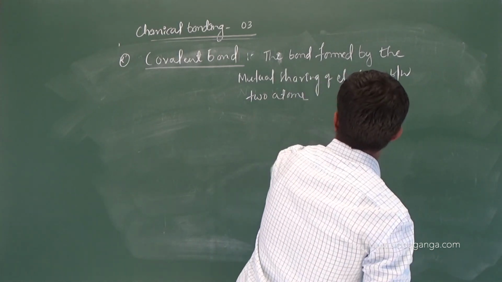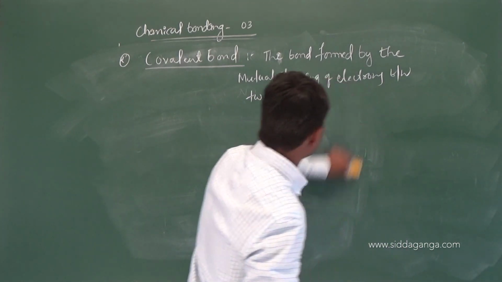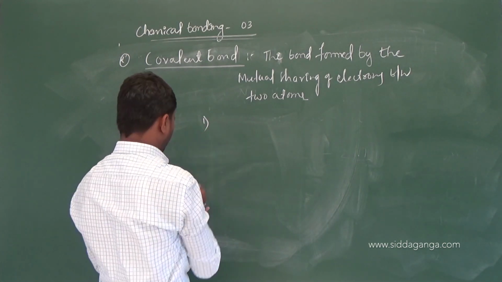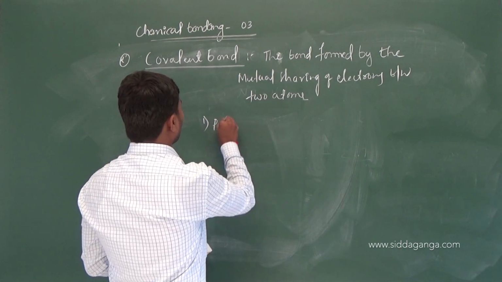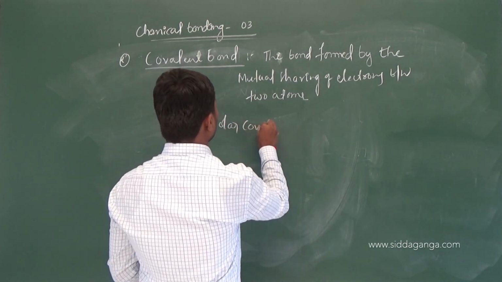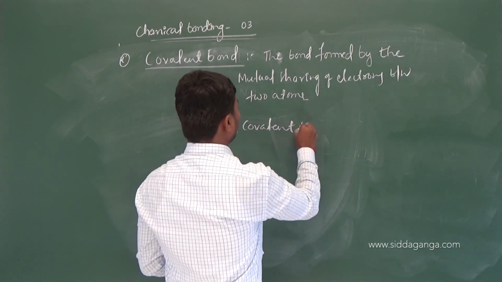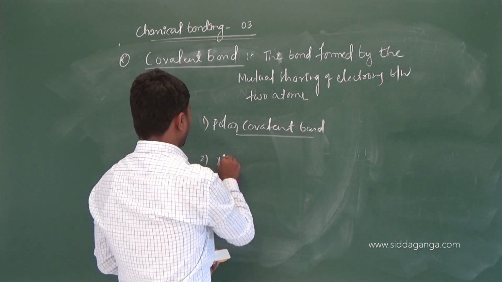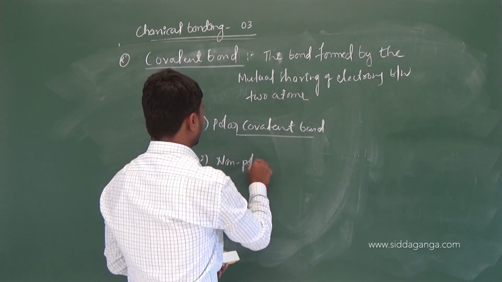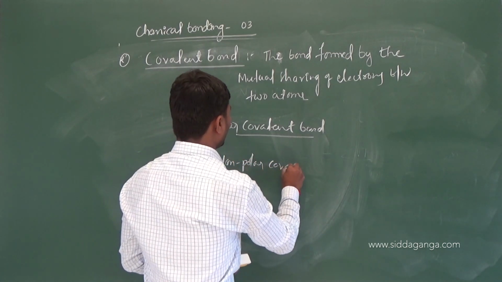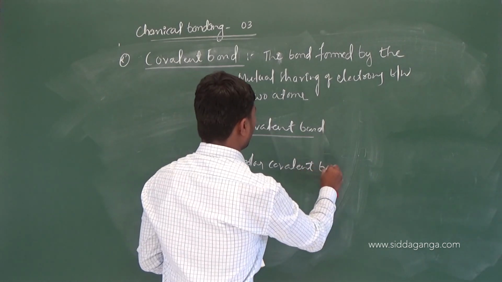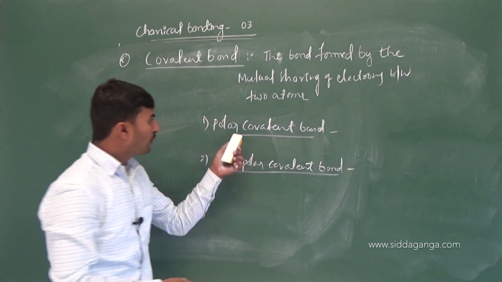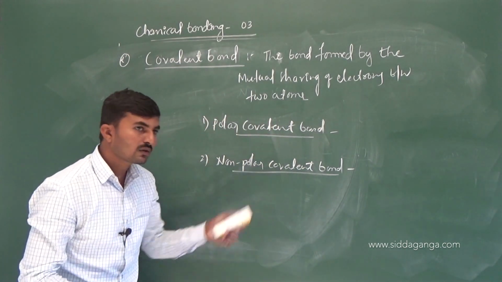This covalent bond can be divided into two types. The first one is polar covalent bond, followed by the second one, non-polar covalent bond. Here, what is meant by these two? Polar covalent bond, non-polar covalent bond.